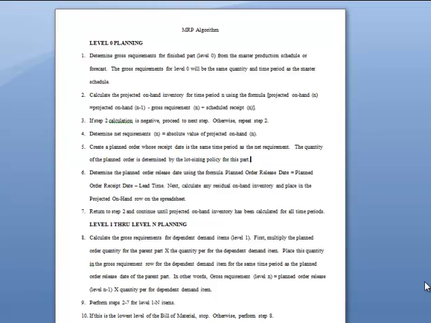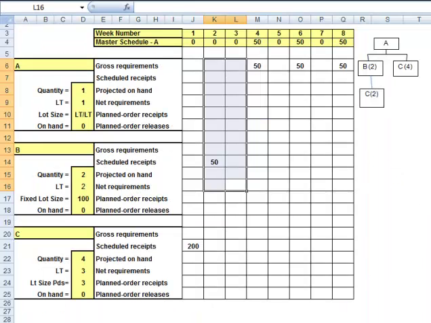So if you're the group that needs the narrative procedure, I recommend that you print out a hard copy of this document as we go through it. If you're the type that learns visually, you may not need to do that, and you can learn the procedure just by watching me go through the steps. So now I'm going to switch back to the spreadsheet and go through the MRP procedure.